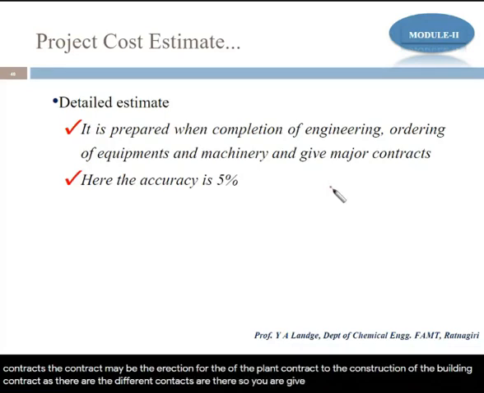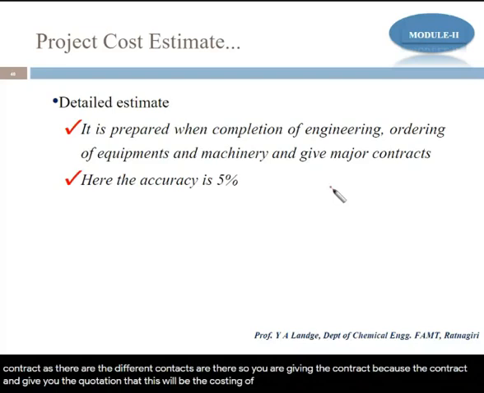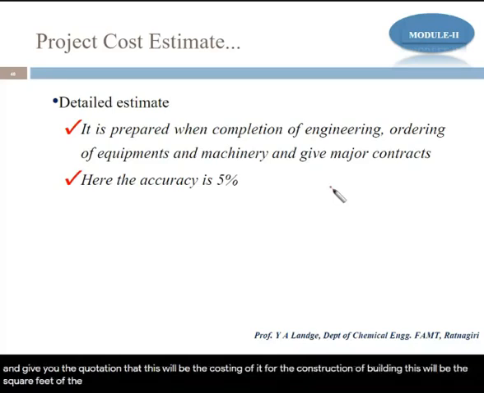So you are giving the contracts because the contractor gives you the quotation. So this will be the costing of it for the construction of the building. This will be the square feet value, say 200, 2000, whatever the quote per square meter of the construction of the building, and this will be the material required. Either you have to include or exclude the material of construction of the building.